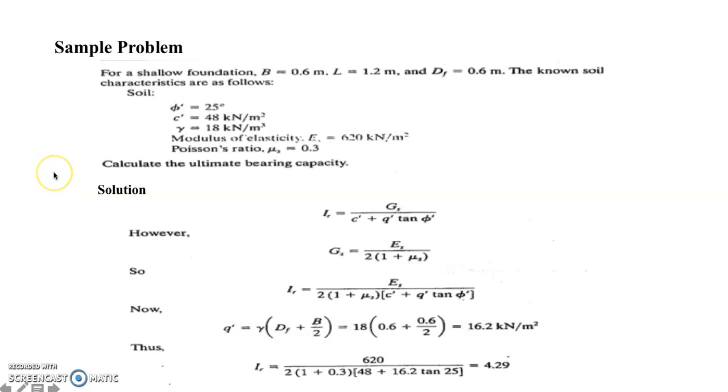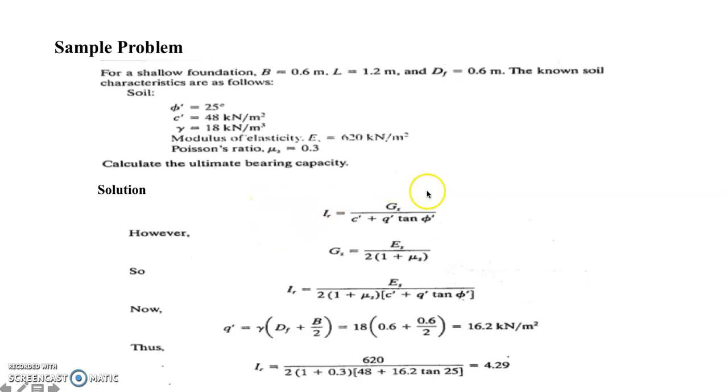So we have here a sample problem for a shallow foundation wherein the width is 0.6 meters, the length is 1.2 meters, and the depth of embedment or D sub f is 0.6 meters. The known soil characteristics are as follows: the angle of friction, cohesion, unit weight, modulus of elasticity, and Poisson's ratio. We're going to solve for the ultimate bearing capacity.